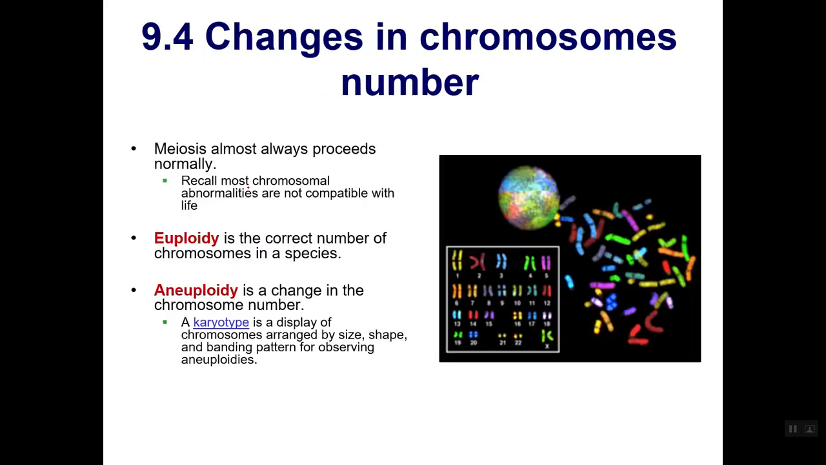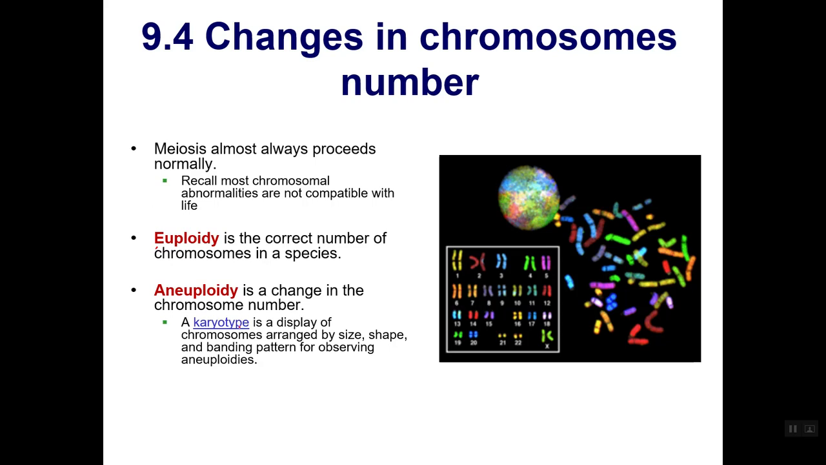Okay, last section in our text is changes in chromosome number. Now, meiosis almost always proceeds normally, and it has to, because recall that chromosomal abnormalities are not compatible with life in a lot of circumstances. There are 2 definitions you need to be familiar with here that are new. Euploidy is when you have the correct number of chromosomes. Aneuploidy is when an individual does not have the correct number of chromosomes.